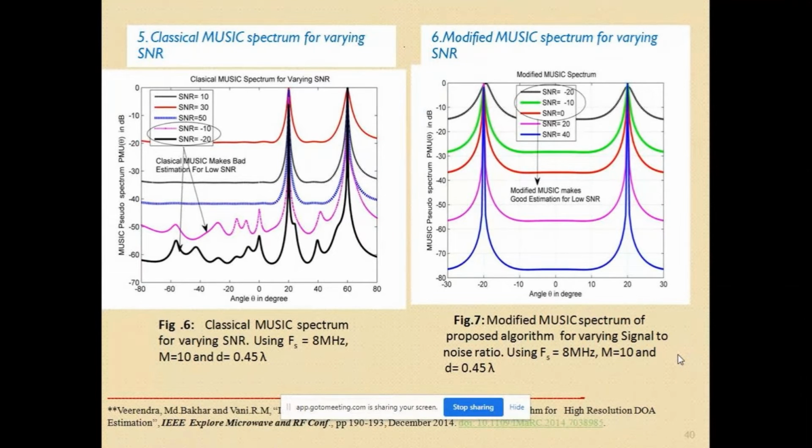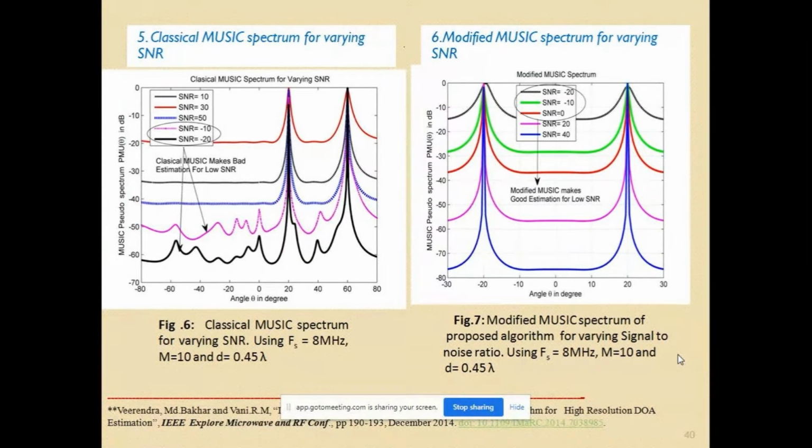These are the ripples which we find for the classical MUSIC. The classical MUSIC algorithm is not suitable when the signal to noise ratio is very low, when the signal ratio is very small compared to the noise ratio.